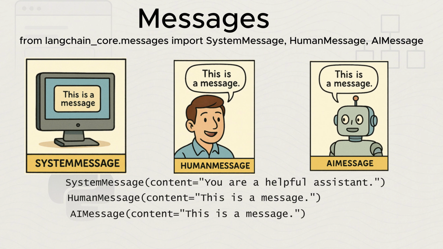The third type of message is the AI message. Simply, it is the output of the LLM. When you invoke the LLM, the response that comes back, when it gets added to the chat history, is added as an AI message.